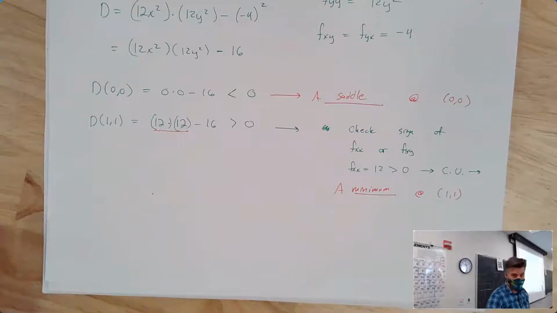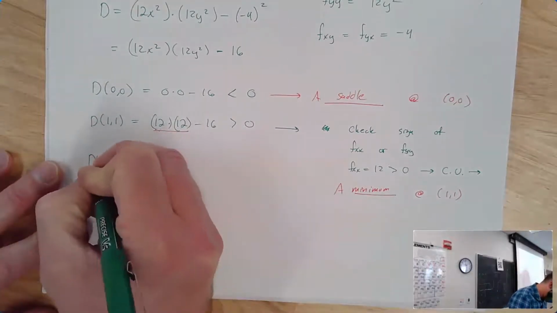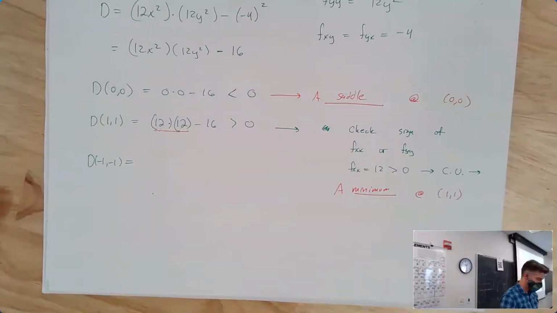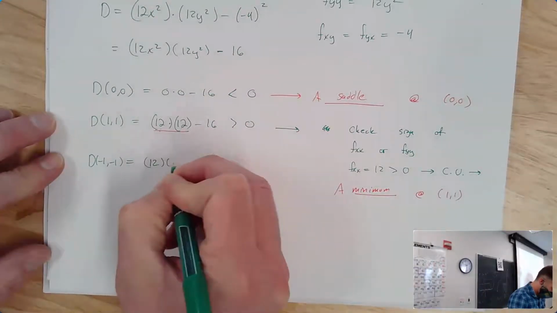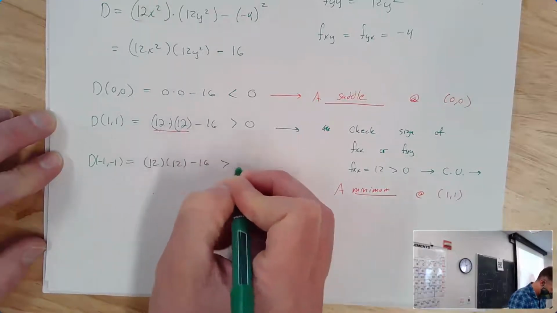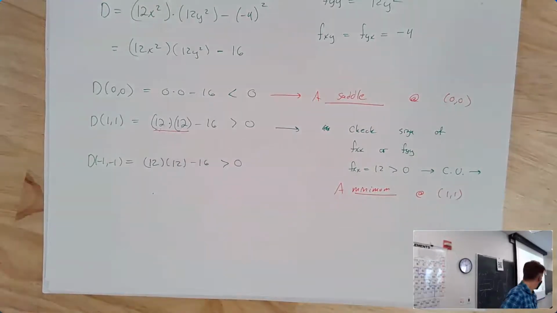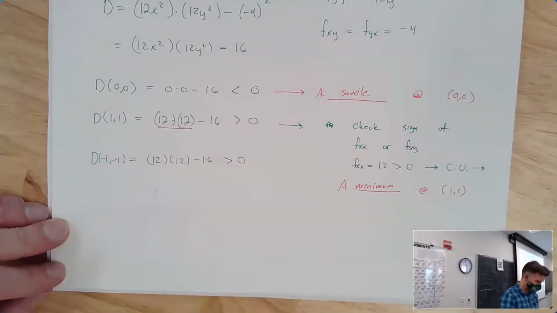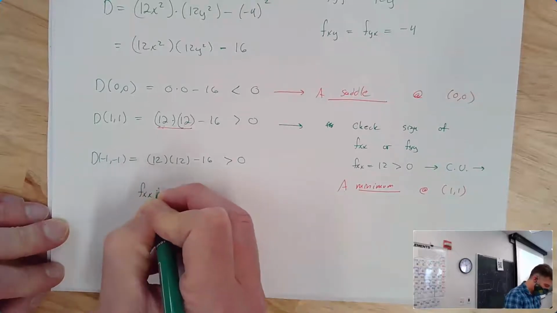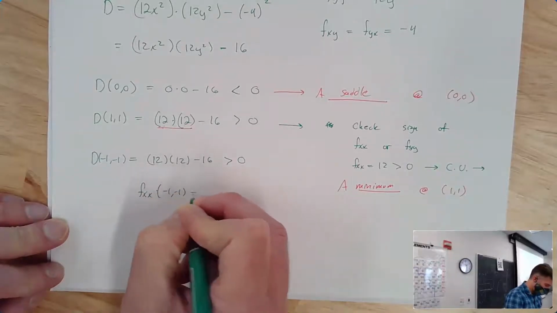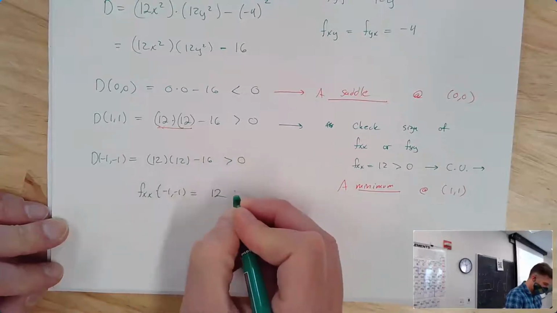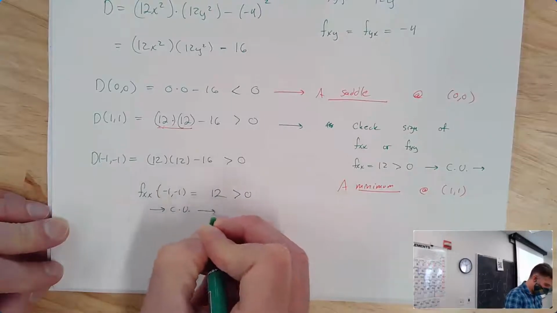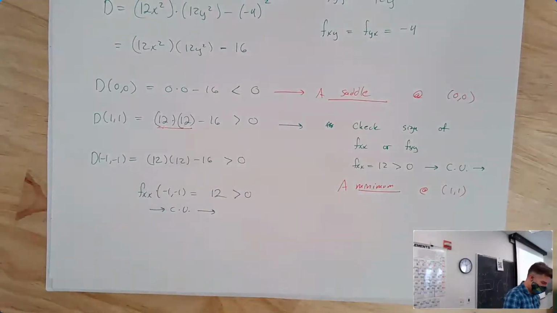Okay, we got one more point to check. -1, -1. So if I plug in -1, -1, I'm going to get the same thing. I'm going to get 12 again, times 12 again, minus 16, still going to be positive. And we can also see that when we plug in -1, -1 to either second derivative, fxx evaluated at -1, -1 is just 12, which is still positive, meaning we are still concave up, meaning we still have a minimum at this point as well.